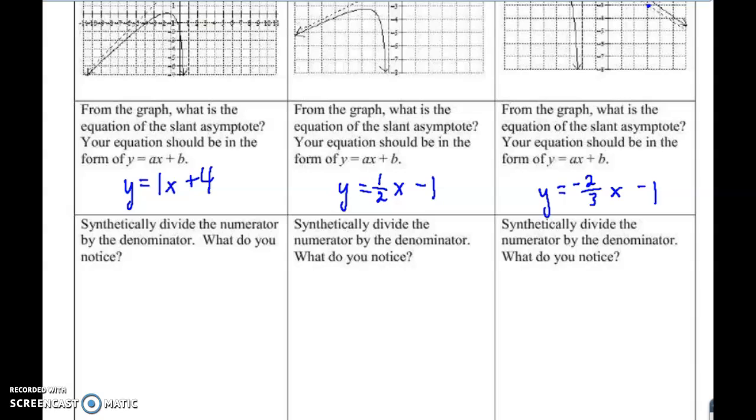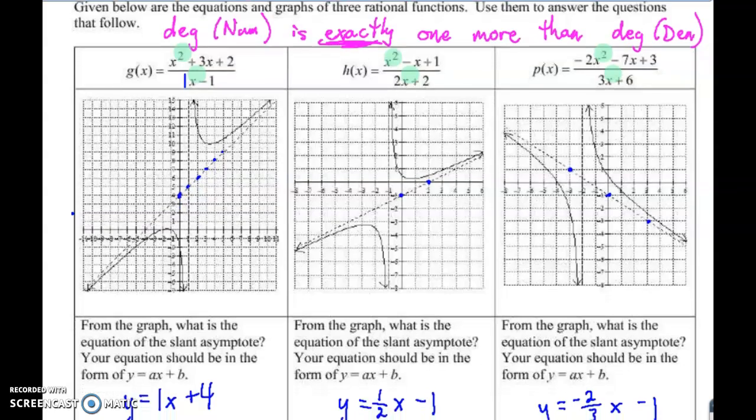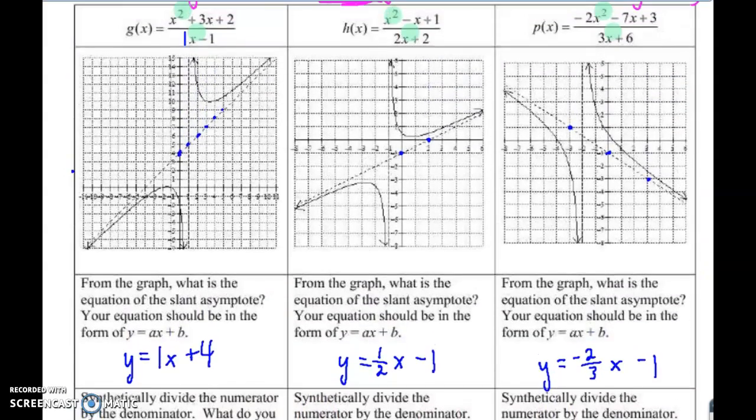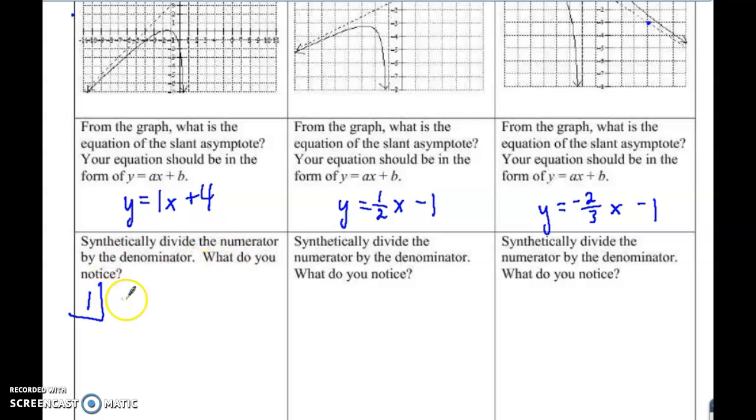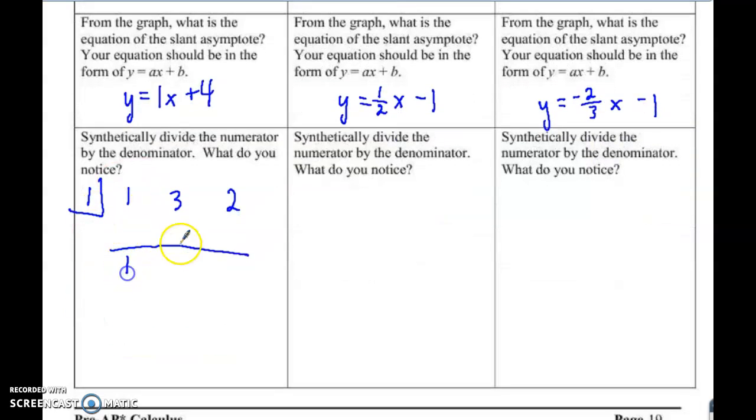So the premise then is, what if you synthetically divide the numerator by the denominator? Well, remember, synthetic division is good as long as it's a linear binomial. Anyway, what I would do is put 1 in that box. Again, this is how I do it; previous teachers might do it slightly different. And then 1, 3, 2 is your coefficients. So as I synthetically divide, bring that 1 down, multiply by what's in the box, adding, multiply by what's in the box.